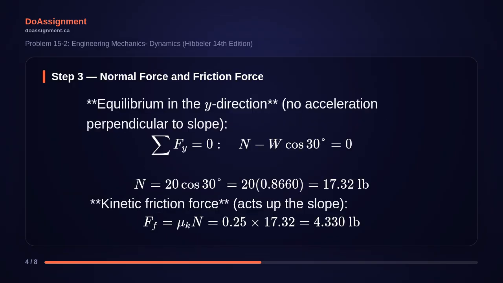Since there is no acceleration perpendicular to the slope, the normal force equals the perpendicular component of the weight. That gives us N equals 20 times cosine 30 degrees, which is 17.32 pounds. The kinetic friction force is μk times N, so 0.25 times 17.32, giving 4.330 pounds acting up the slope.